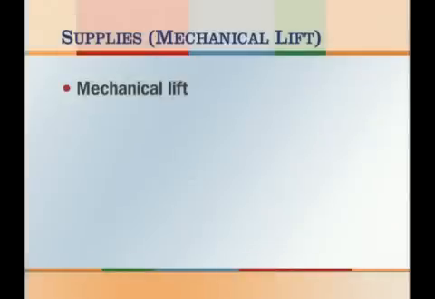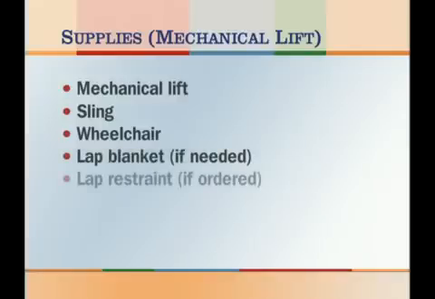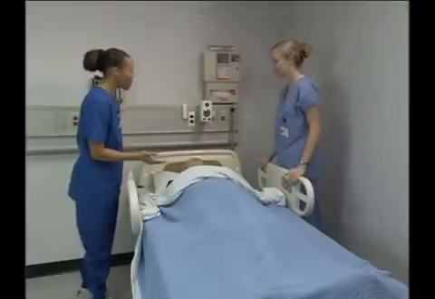And though we're about to demonstrate the use of a lifting device, don't attempt this yourself until you've been trained on the device in your facility. Begin with your getting ready steps. Part of that is gathering your supplies, which in this case includes the mechanical lift, a sling, wheelchair, lap blanket if needed, and lap restraint if ordered. You should also ask a coworker to help.